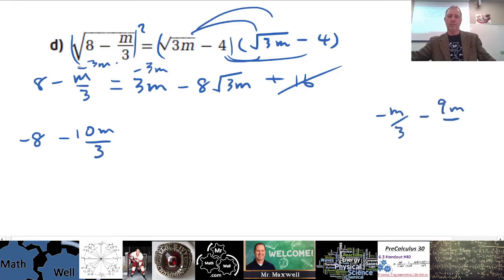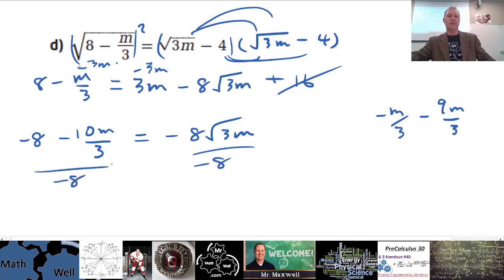(3m) is 9m over 3. So that's what I did over here. So negative 10m over 3 equals negative 8 root 3m. So I have to divide everything by negative 8.